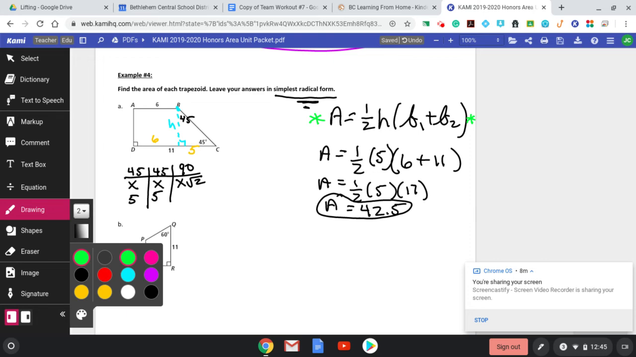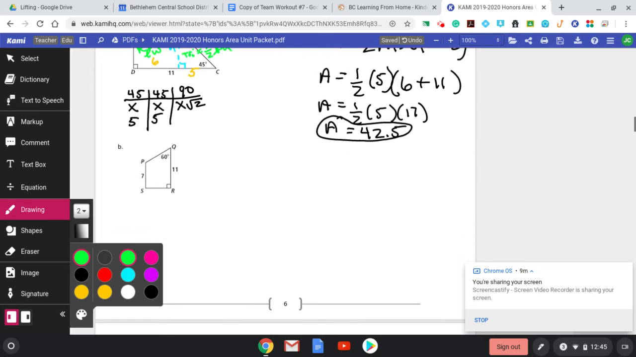Every trapezoid can be broken up into a rectangle and a triangle. So you got length times width here, and then you got 1/2 base times height here, and then add the two together. So that's another way around it. Okay? All right, moving right along.